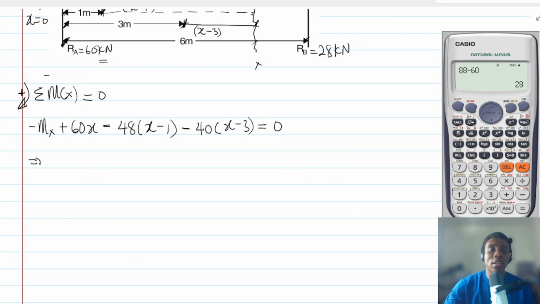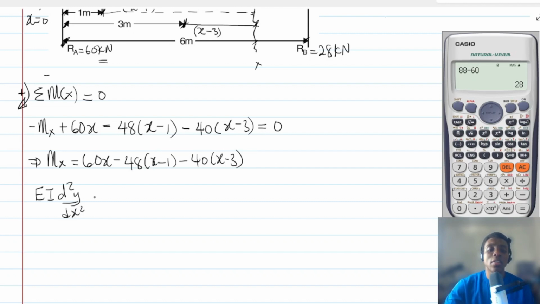So at this juncture, our Mx that we are interested in will be 60x, so we just have to take the Mx to the other end, minus 48(x minus 1), minus 40(x minus 3). So this is our moment. But what do we know? We know that EI d squared y over dx squared is the moment that we want. So we just have to equate this to the moment. That's all.